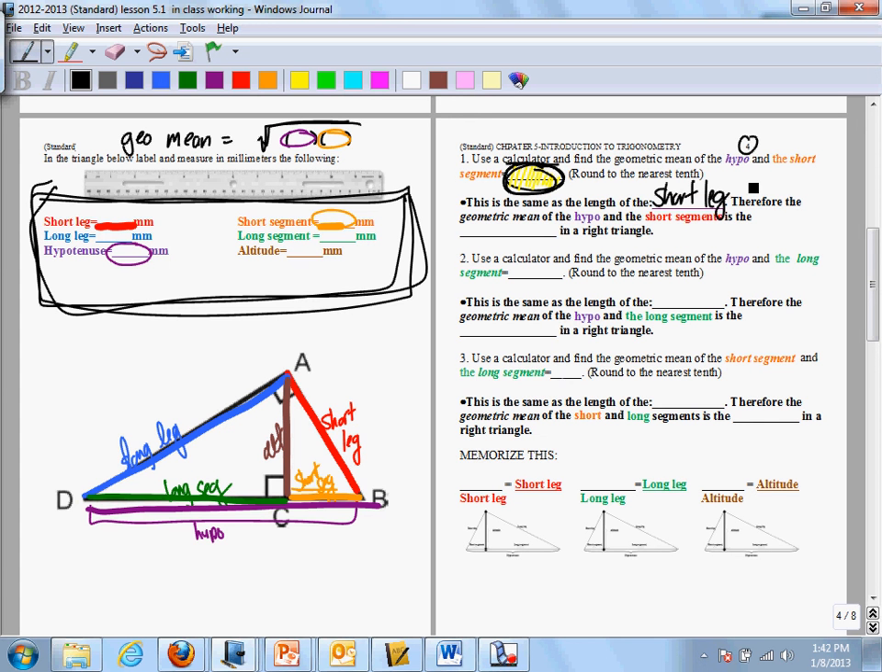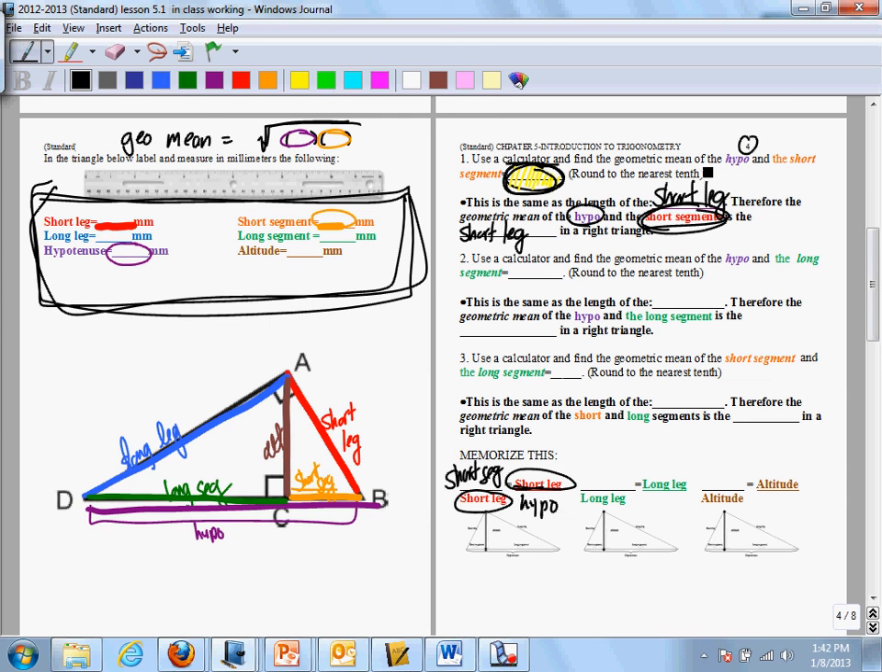Fill in the next blank. Therefore, the geometric mean between the hypo, circle hypo, and the short segment is the short leg. That's right. Now, come down to the bottom. The short leg is the geometric mean between the short segment and the hypo.